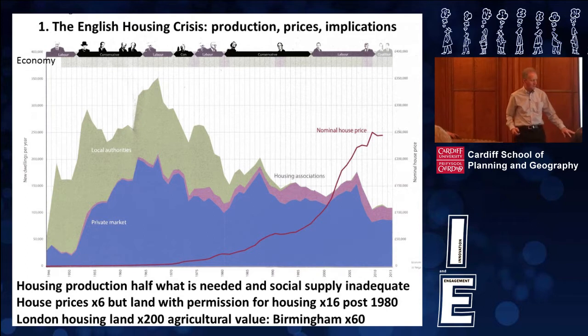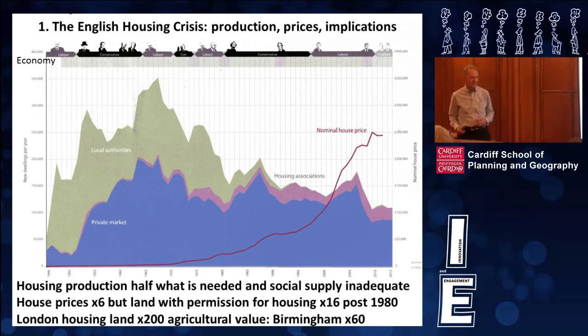So three things to draw from that, really. Housing production is half what is needed, and the social supply is totally inadequate. So double whammy in that sense. Secondly, the point about house prices here. House prices have grown dramatically, times six, since even sort of 1975 or 1980. They've multiplied by six. But land prices have gone up 16 times. So that's a very important figure, I think, because it shows the importance of land ownership, et cetera.